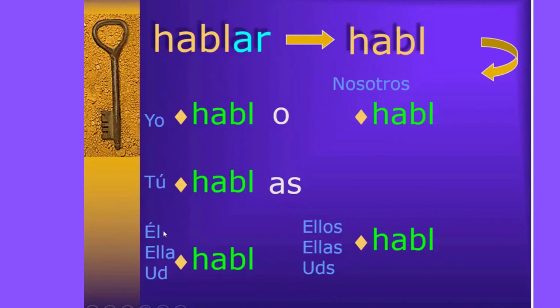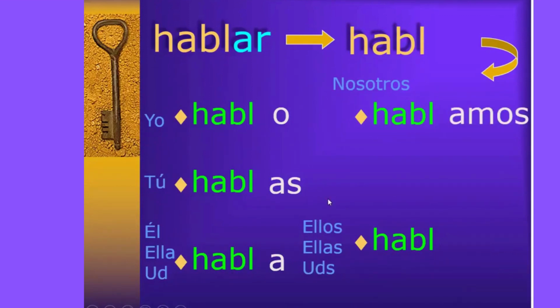But remember, él, ella, usted always use the same form of the verb. And in this case, it is an A at the end. So when you say he speaks, you say él habla, ella habla, she speaks. Or you formal, if you're talking to me, if you're talking to your grandmother, you say usted habla.